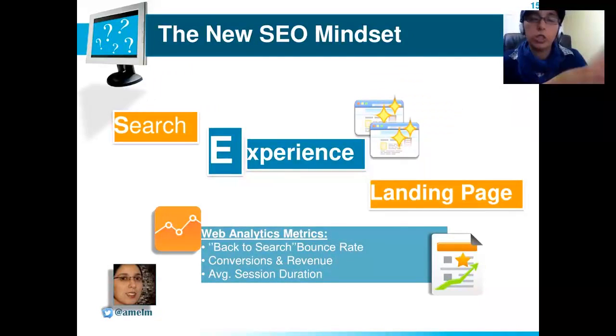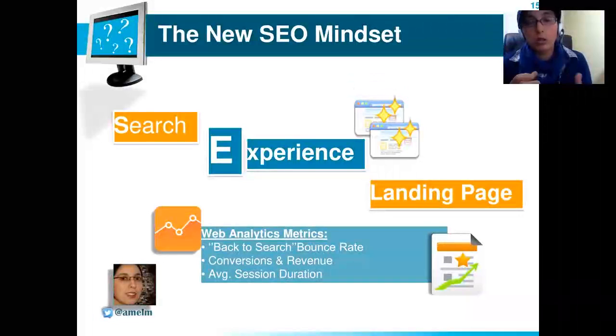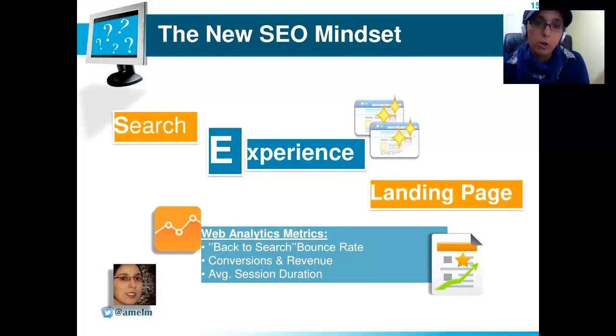Imagine each page on your website is in a way actually a landing page. So for Google Analytics, when you look at this definition of search experience optimization on the landing page, it's really to optimize your landing pages for the best experience. So you look at your web analytics metrics like back to search bounce rate, which I'm going to explain, and conversion and revenue, and then the average session duration.